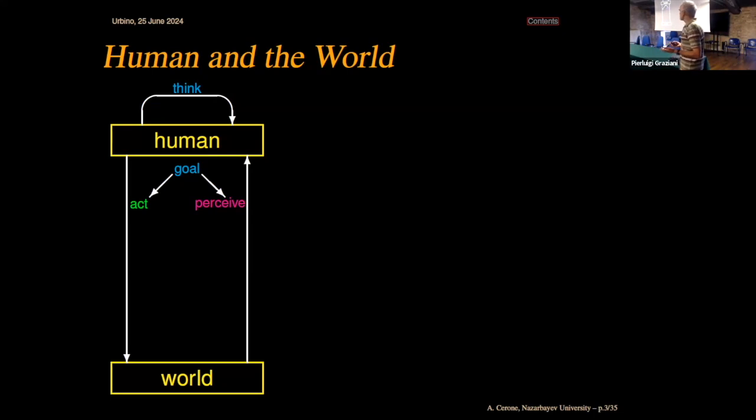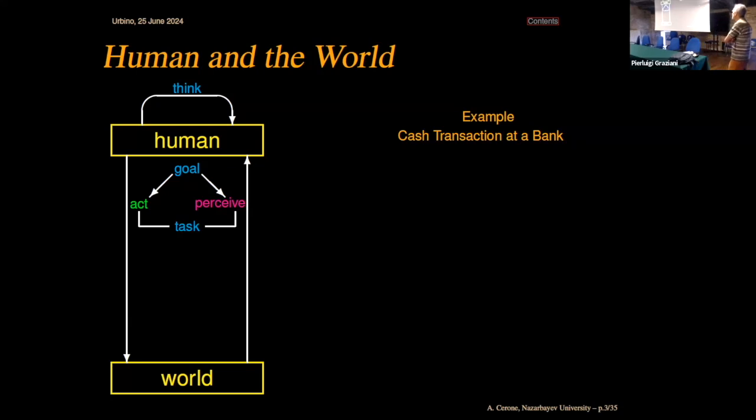I mean, we have many tasks that we do during our daily life. Now, we want to give an example of such a task. For example, a cash transaction at a bank. This is something that I want to describe without any use of computer aid, basically. So in the past, we didn't have anything. We used to go to the bank. Basically, our goal was to withdraw cash.